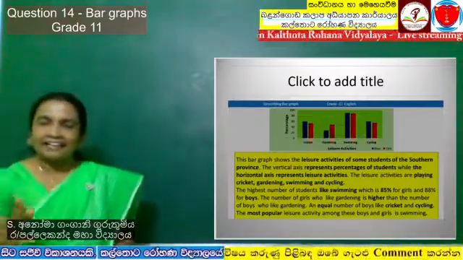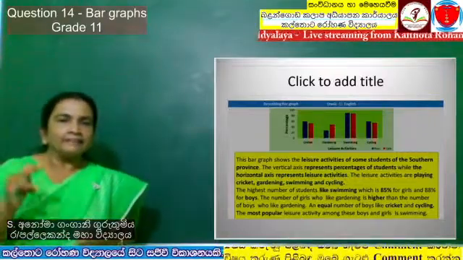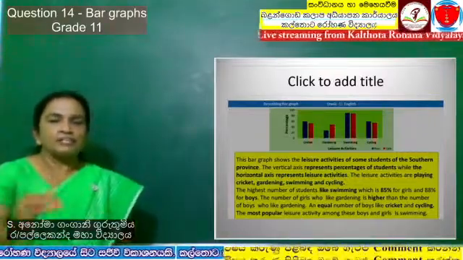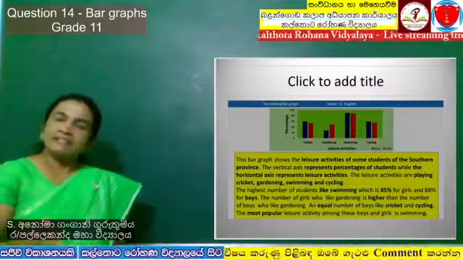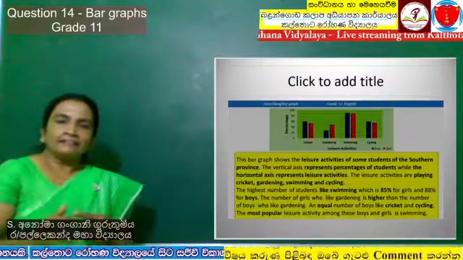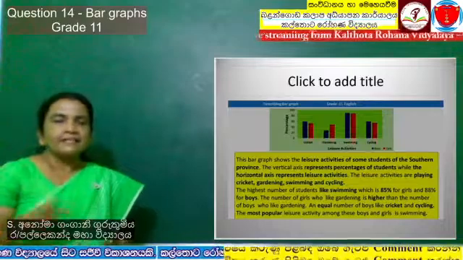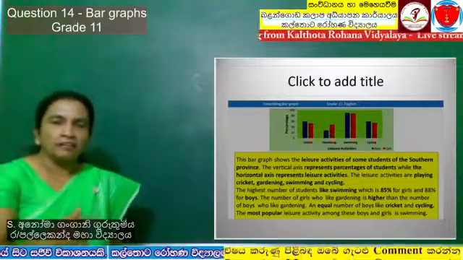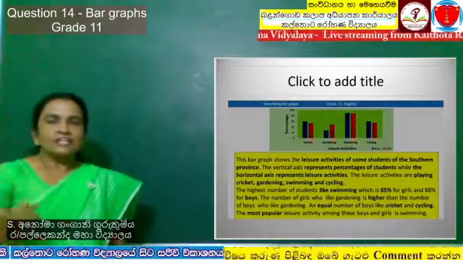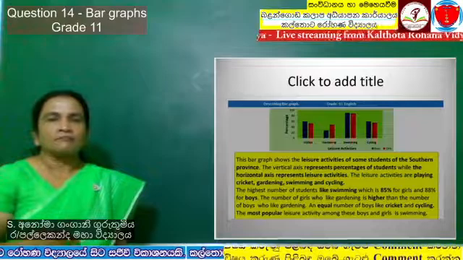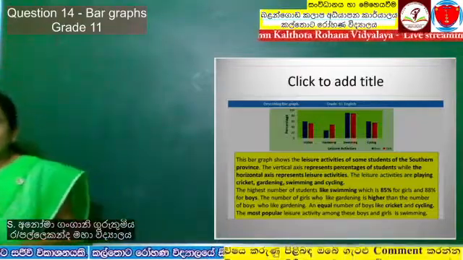We can write the first sentence in two ways. The first way: the bar graph shows the leisure activities of some students of the Southern province. Or we can take the sentence from the question like this: the above bar graph shows the leisure activities of some students of the Southern province. Is it correct?